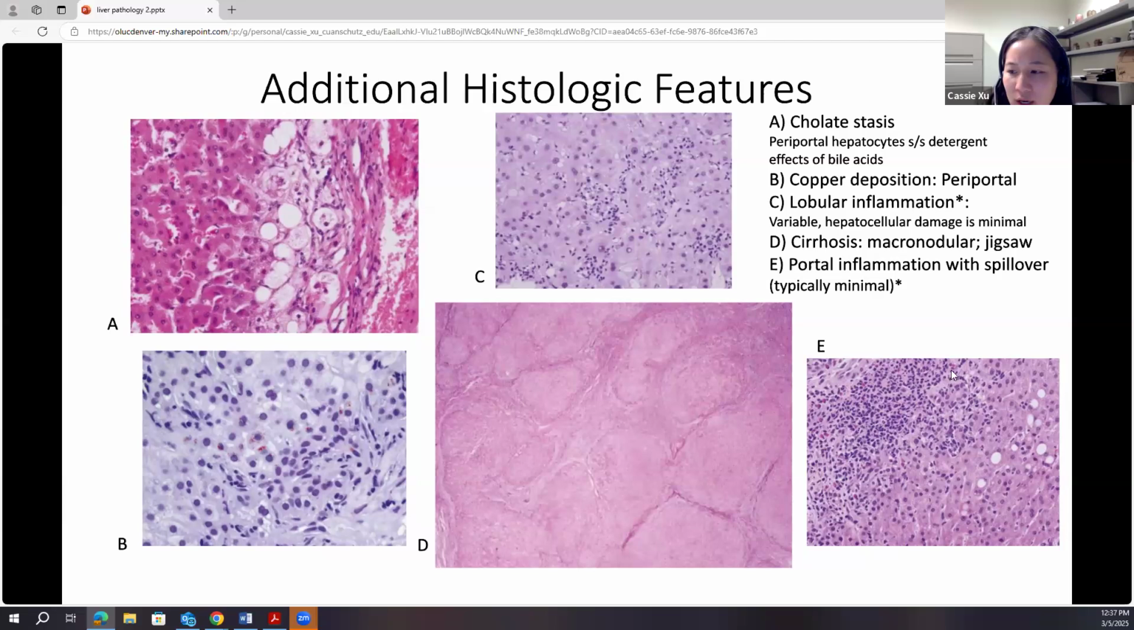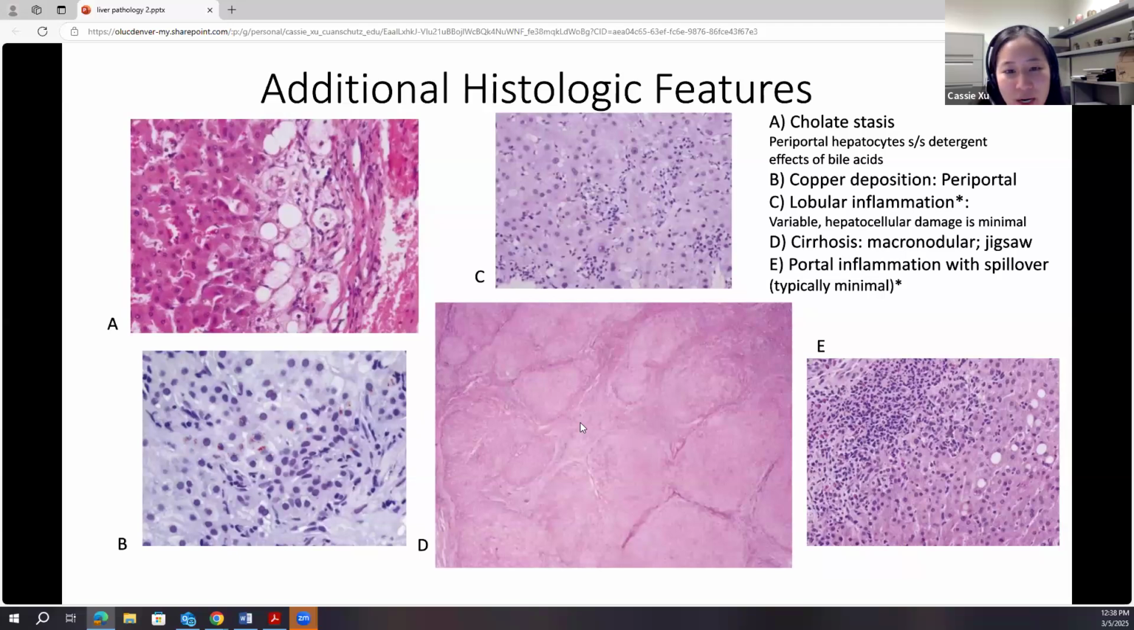And then finally, for end stage PBC, or patients with PBC with cirrhosis, the cirrhosis is different from what we would see in chronic hepatitis and in steatohepatitis. Instead of nice round regular nodules, they have irregular jigsaw puzzle shaped nodules. So it's not really nicely round and regular. You can see this is kind of an irregular shape. And then sometimes you'll see cholate stasis around these periseptal hepatocytes, giving a halo appearance.